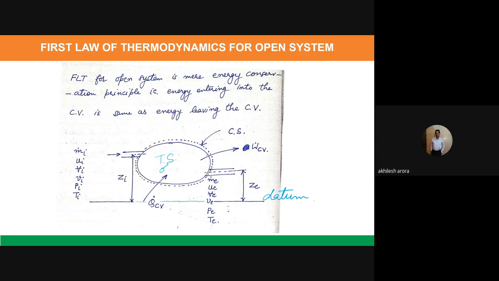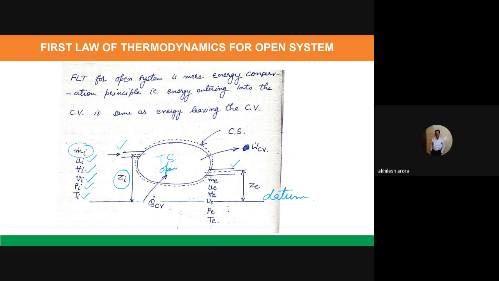Which system? It is an open system because what you can see here, we have an inlet here, we have an outlet here. Okay. So in the inlet, what is entering? It is the m_i. This is the mass flow rate of the fluid which is entering. This fluid has an internal energy u_i. It has a velocity V_i. It has a specific volume small v_i, its pressure is p_i, and the temperature is T_i, and its elevation with respect to the datum is Z_i.